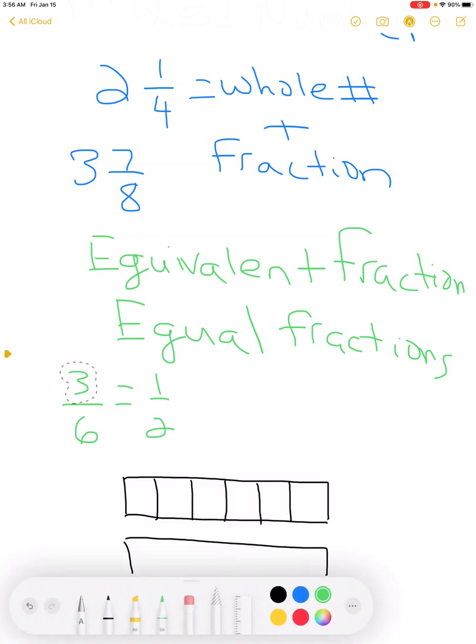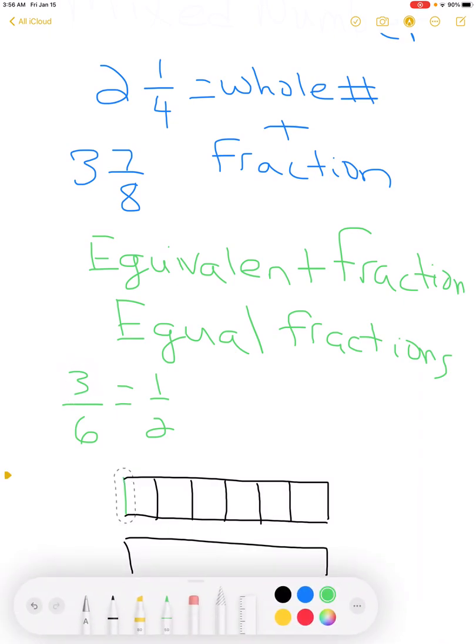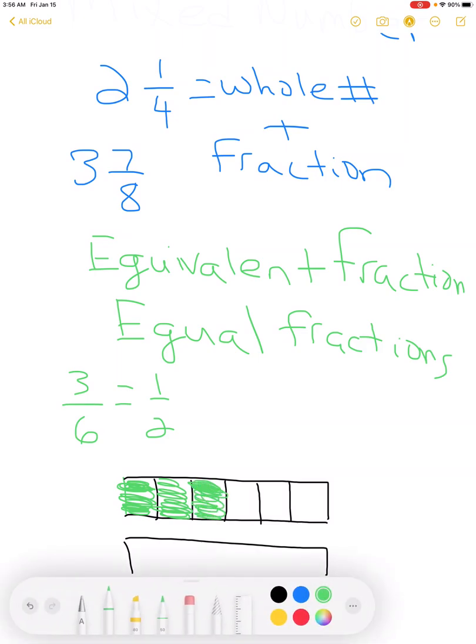Now, because our numerator is 3, we have to shade in 3 of those pieces. So let's use green. This is 1 shaded piece, 2, and 3. So that equals 3/6.